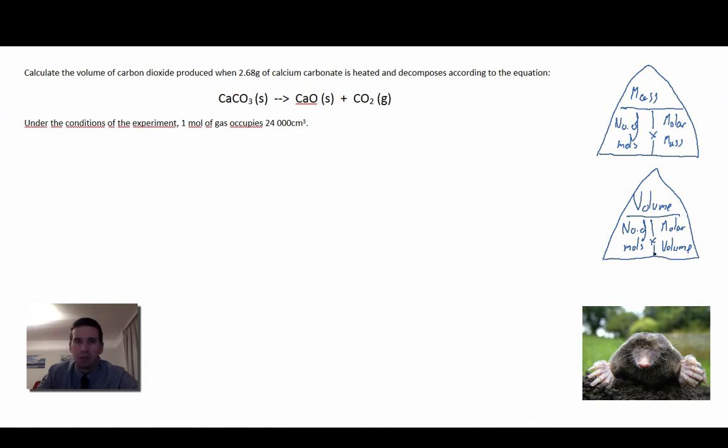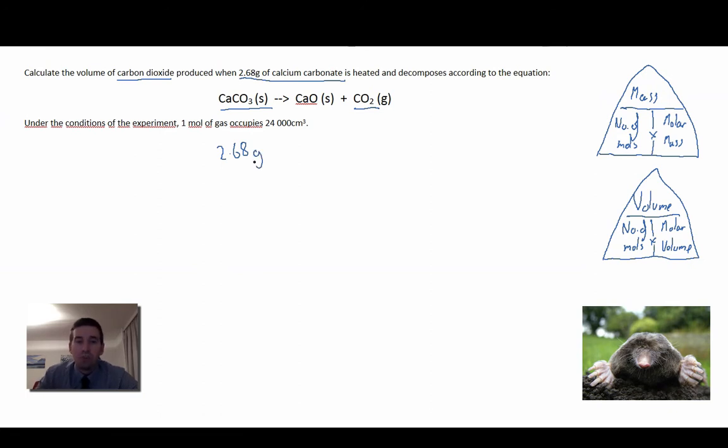Now, like always, the first 2 steps are to write the equation and to balance it. Third step is to highlight the chemicals we are looking at in the equation. So first of all, we have carbon dioxide, which is over here. And we also have information about calcium carbonate. So we have 2.68 grams of calcium carbonate.